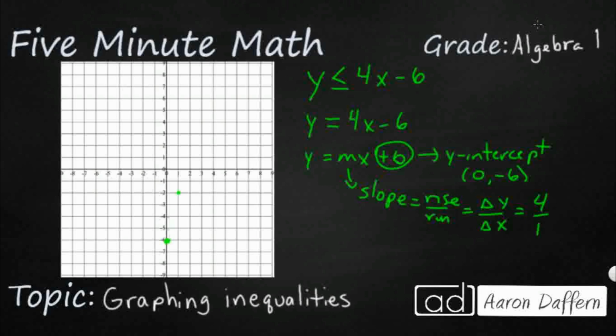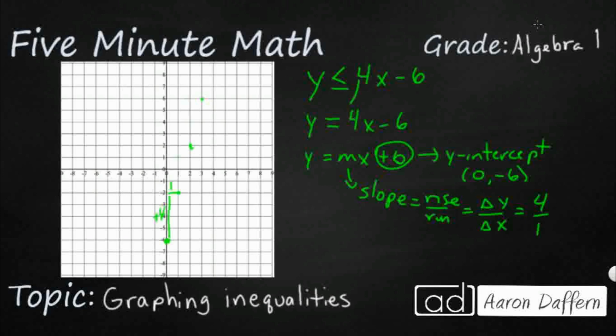So you see how I went up 4 and then over 1. There's my second point. Do that same thing again, up 4 and over 1, and the same thing again, up 4, over 1. And then at that point, I'm off the graph. But that gets me 4 points. Now I can draw a pretty good line here.